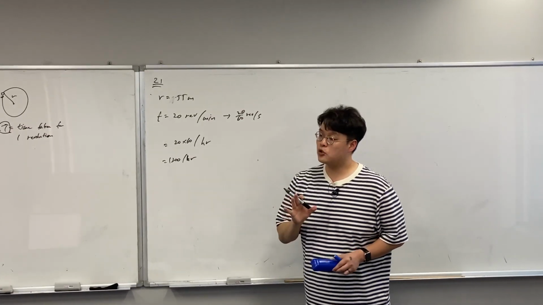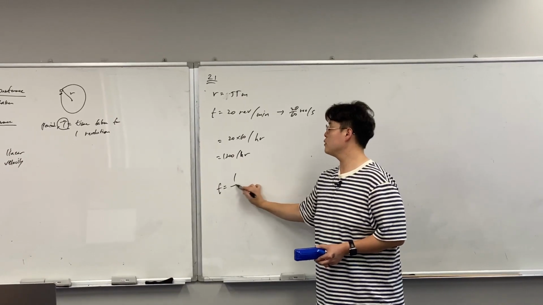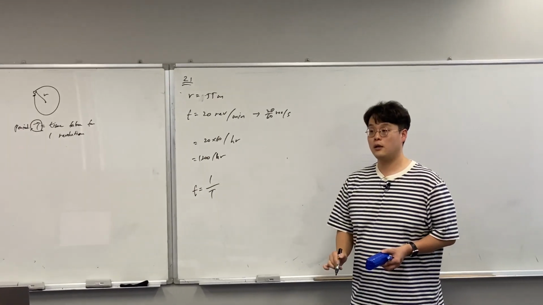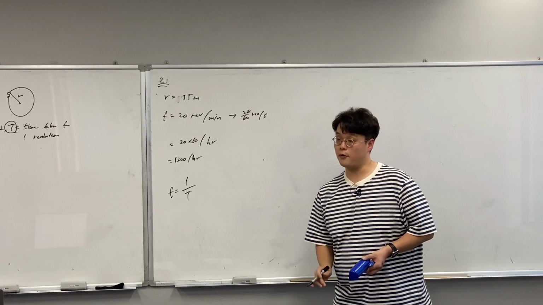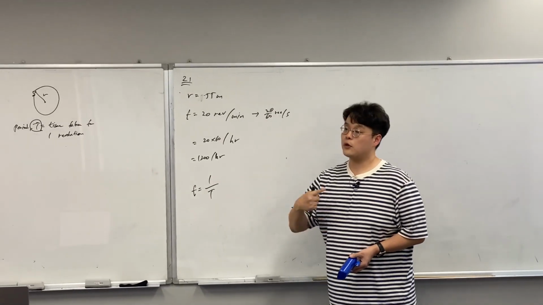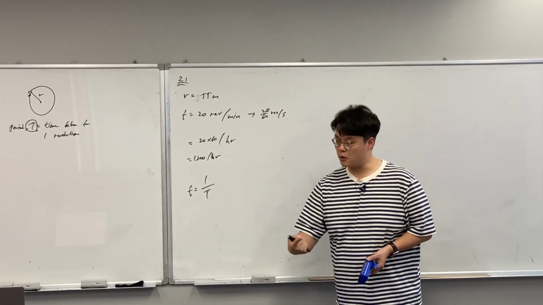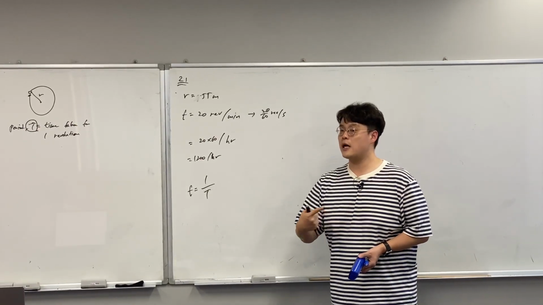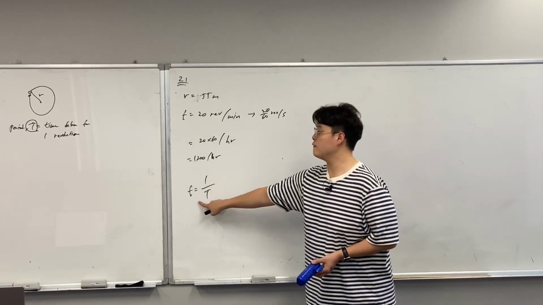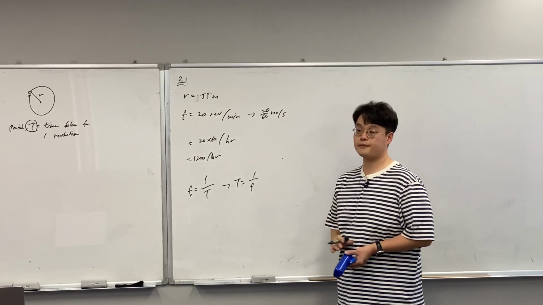Now, what we have to use there, to remember this, is that frequency is known to be 1 divided by the T. That's from module 3, by the way. We can use the same formula here. Frequency is how frequently it moves per second. How many revolutions we have per second. In other words, we can find the time taken for one revolution by the inverse of the frequency. So T equals 1 over f.